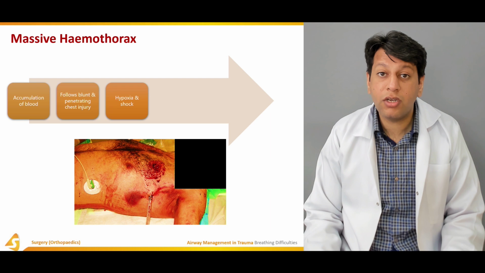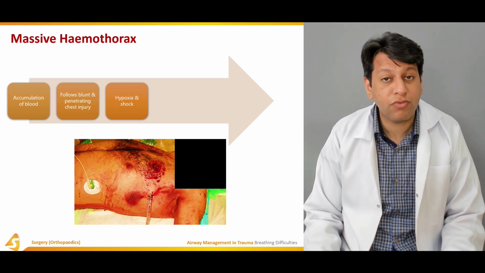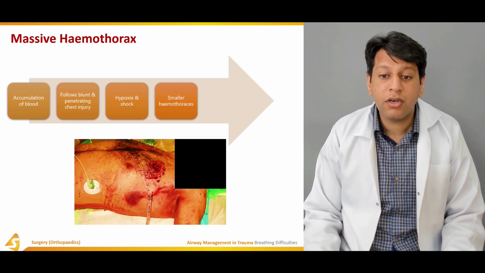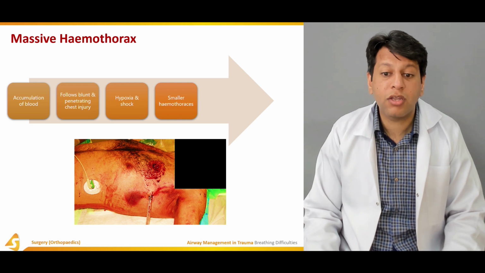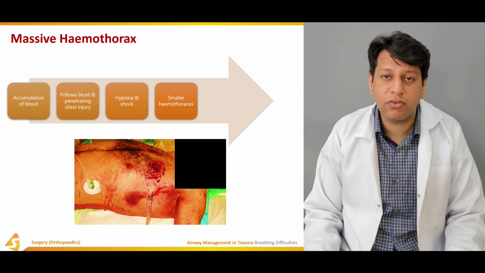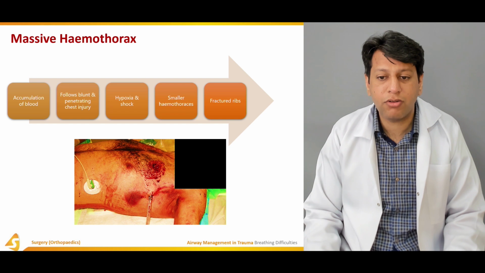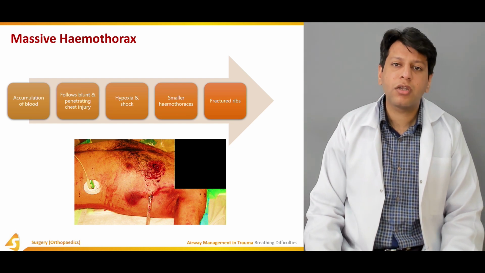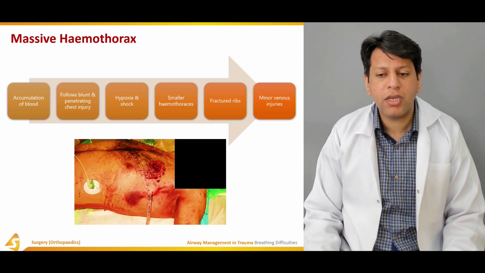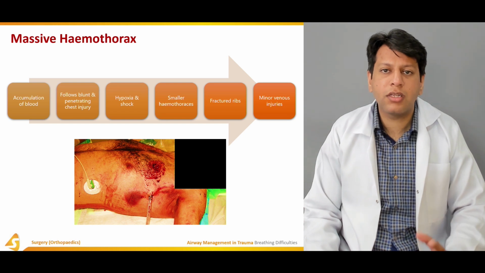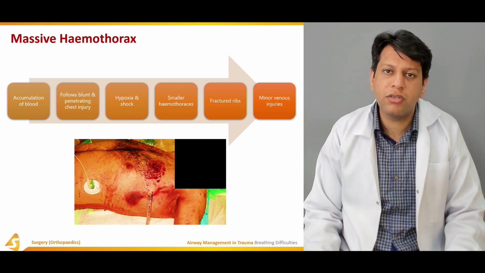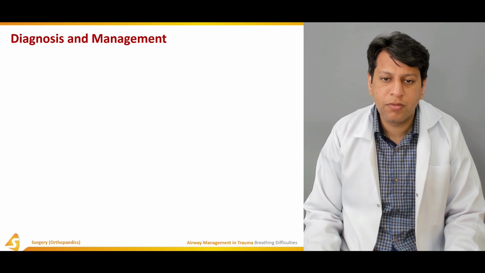So it is, as I told you, accumulation of blood in the thoracic cavity following blunt and penetrating chest trauma. This could lead to hypoxia and shock, which is usually hemorrhagic shock, or a smaller hemothorax, that is a lesser degree of collection of blood in the thoracic cavity, can also occur. May be associated with fractured rib and minor venous injuries, but usually there is a major thoracic vessel which may lead to massive hemothorax.